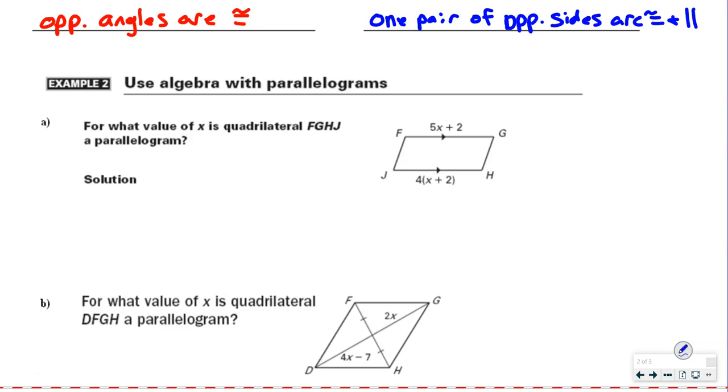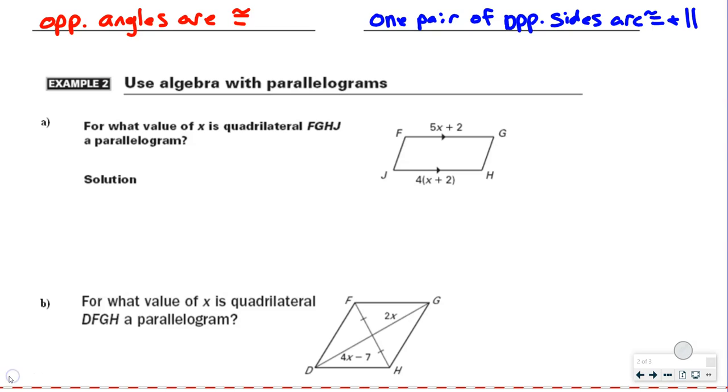All right, using algebra with parallelograms. For what value of x is quadrilateral FGHJ a parallelogram? So we need to figure out what the value of x needs to be for this to be a parallelogram. We know it's a quadrilateral, there's 4 sides. That's what quadrilateral means. But is it a parallelogram? Well, we want to make it be a parallelogram by putting in a certain number for x.